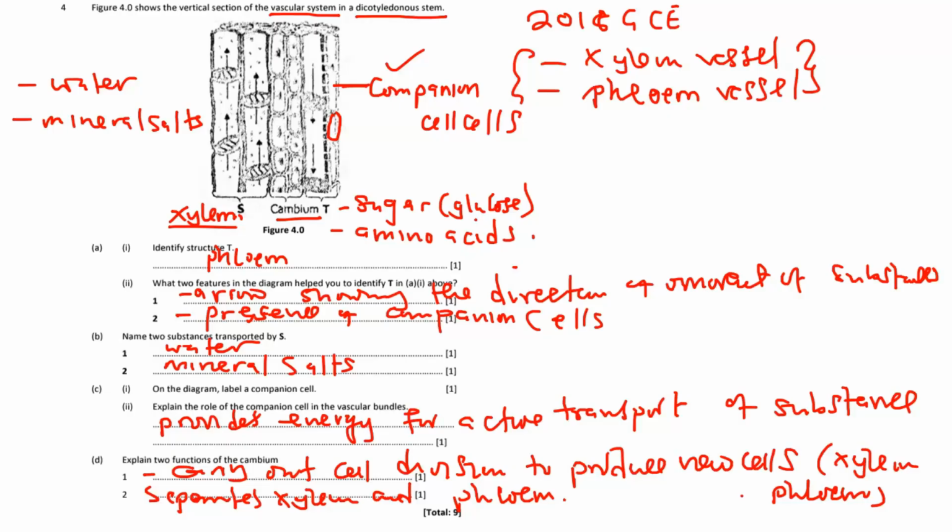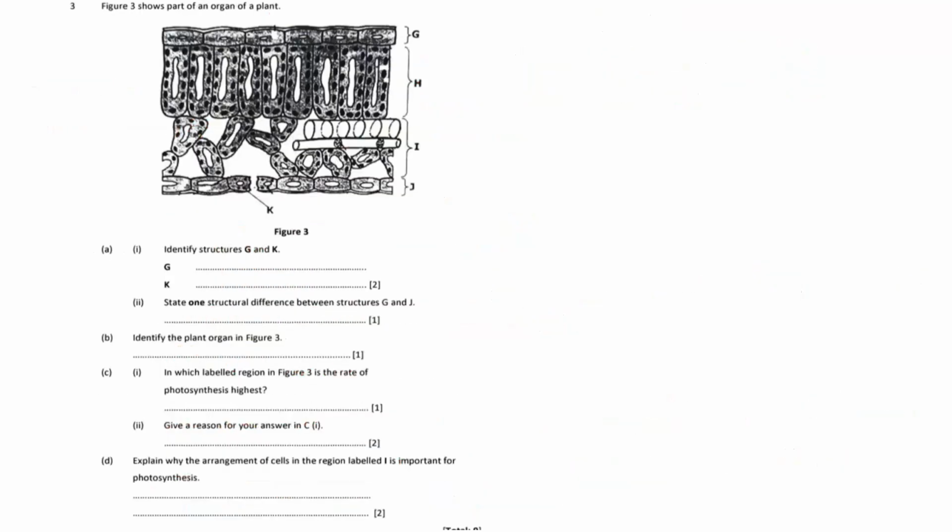Okay, let us move on to look at another question now. So this question came in 2021, if I'm not mistaken, 2021 GCE. Then now, figure 3 shows parts of the organ of a plant. So the first thing that you need to know is to identify which organ of the plant this is coming from. So this is the internal structure of a leaf. So the organ is a leaf, in case we find the question.